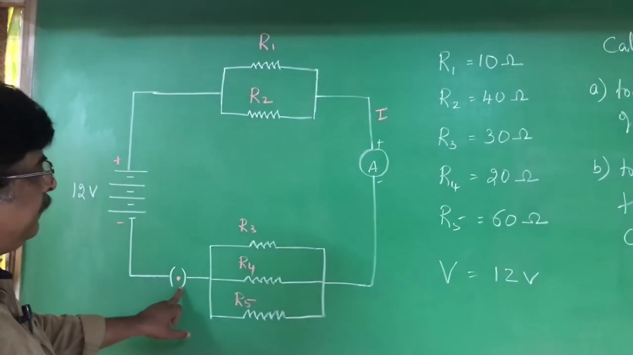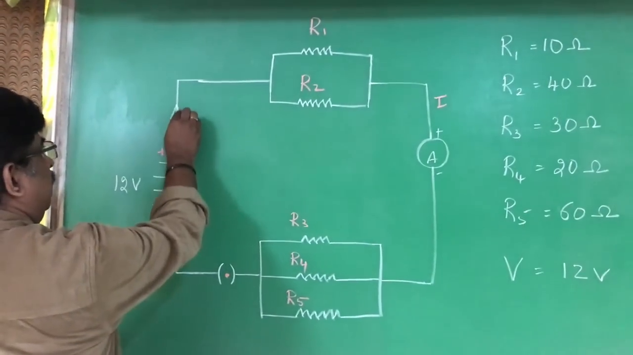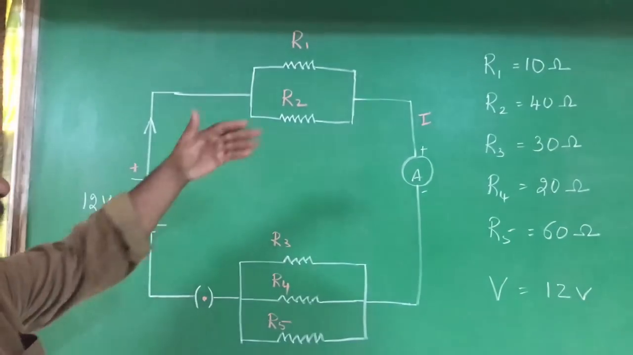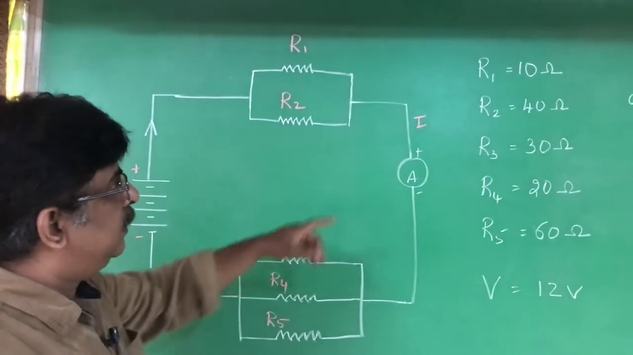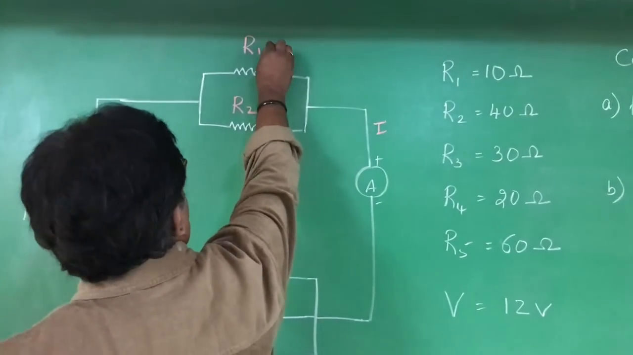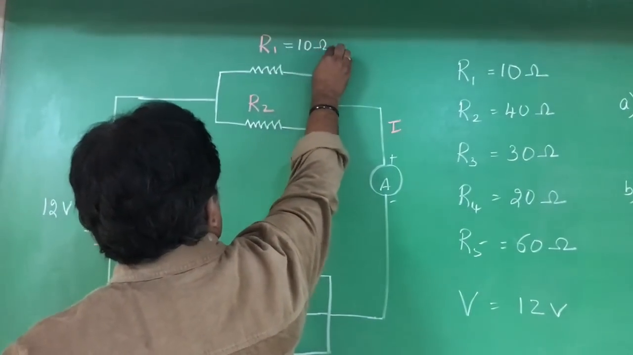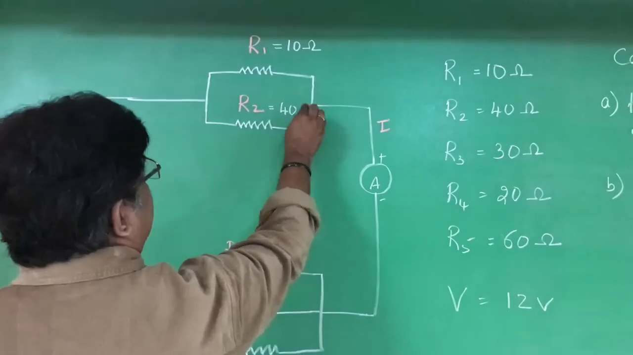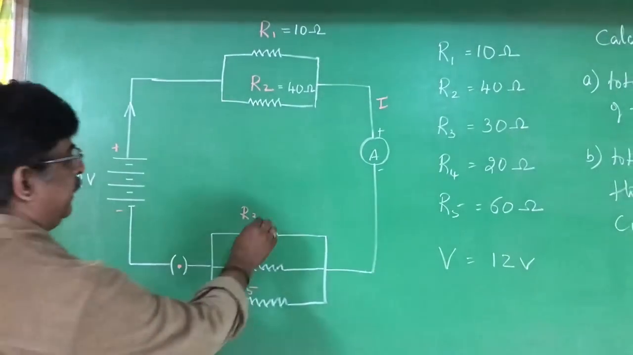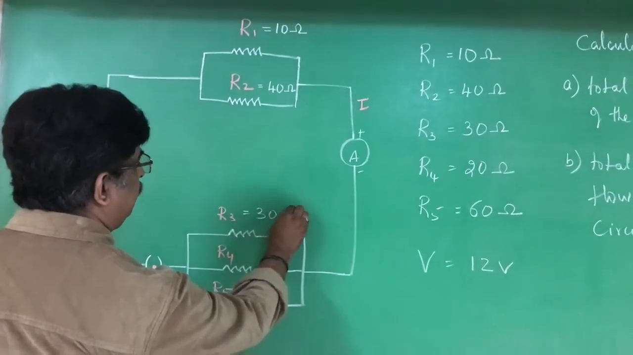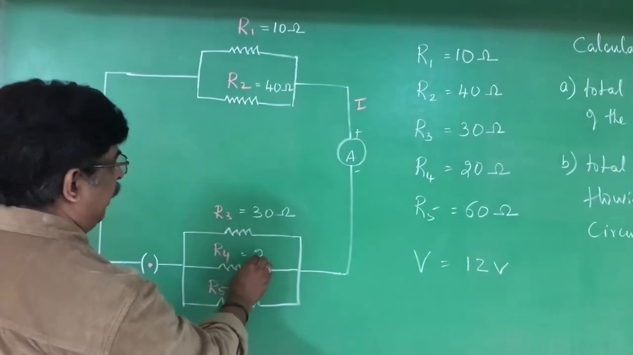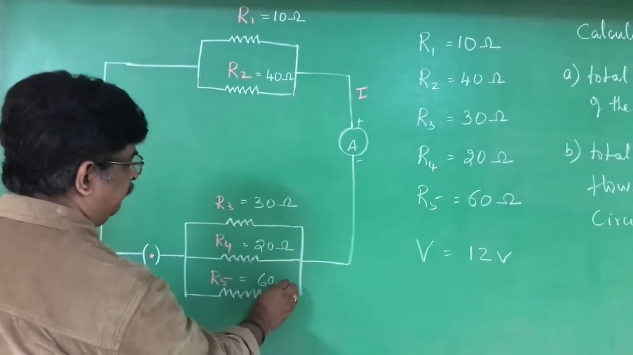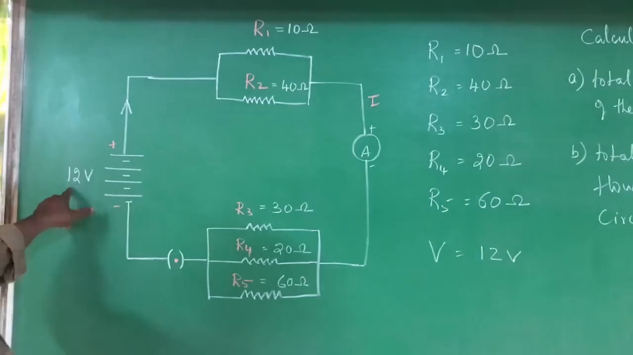The plug key is given. And we should put an arrow because the circuit is closed and the current is flowing here. He has given the values. I write the values. R1 is equal to 10 ohms. R2 is equal to 40 ohms. R3 is equal to 30 ohms. R4 is equal to 20 ohms. R5 is equal to 60 ohms. Right? Voltage is 12 volt.